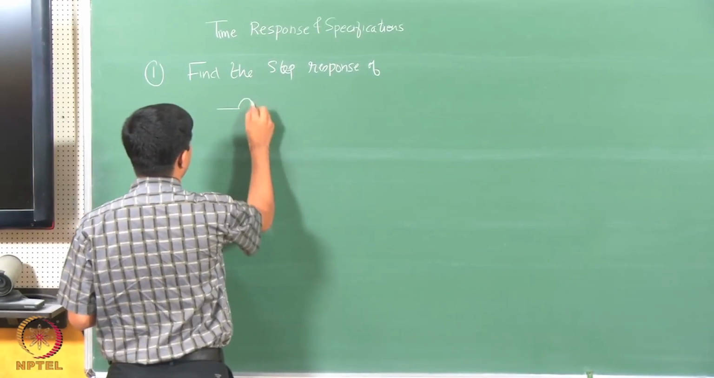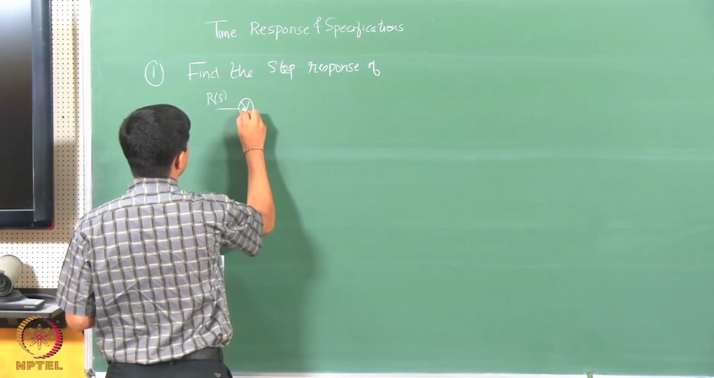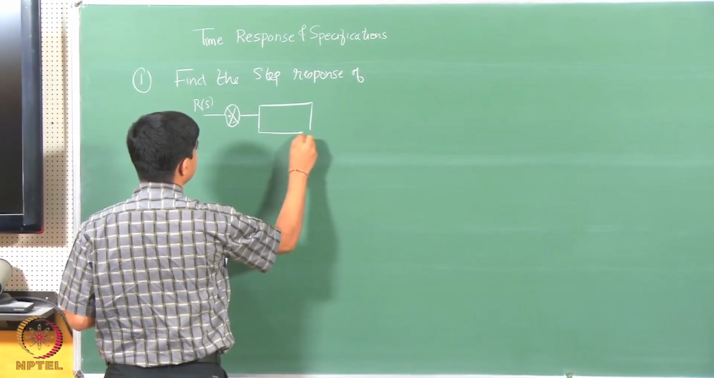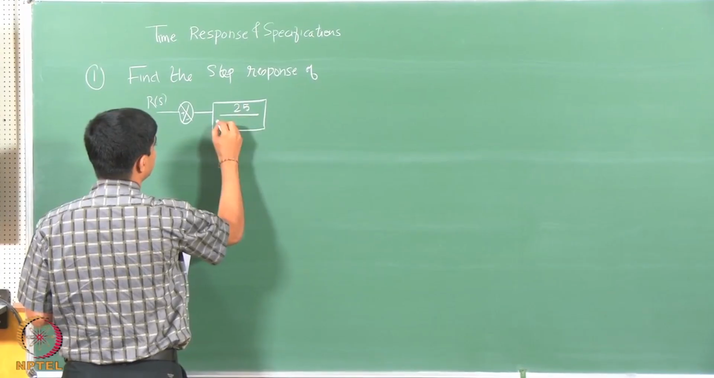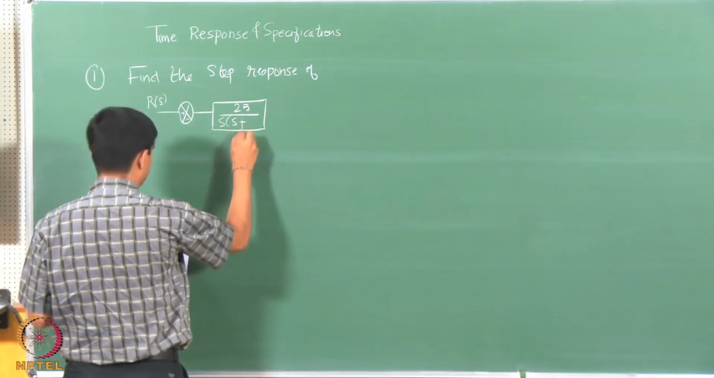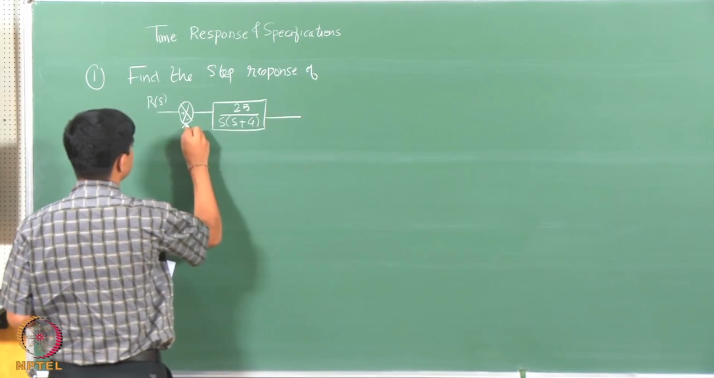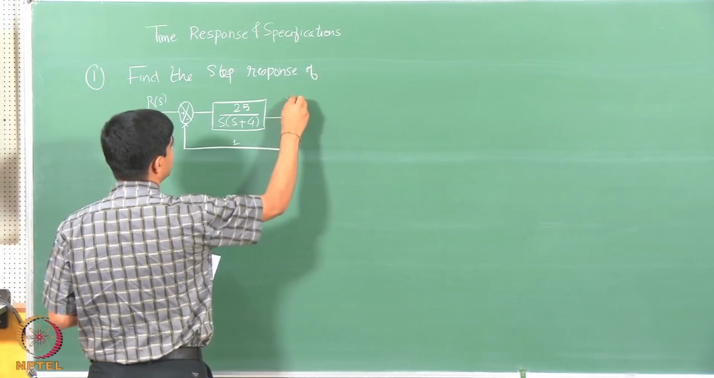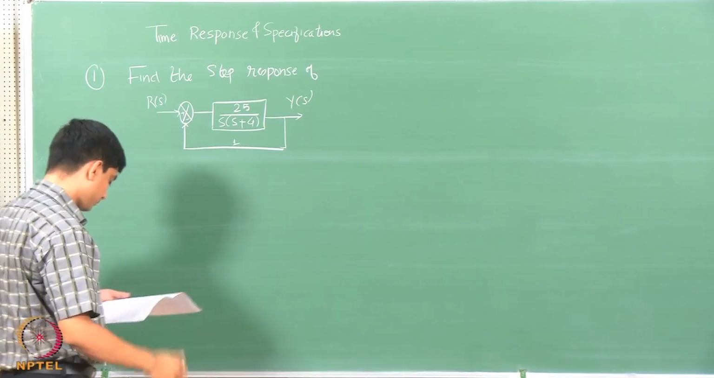So I have a reference which is a unit step, then a system 25 over s(s + 4), and this is a 1 here, and this is my Y(s).